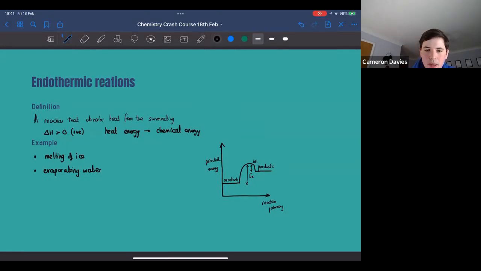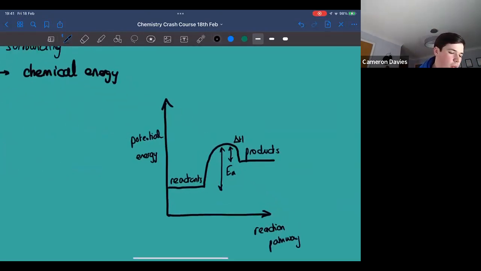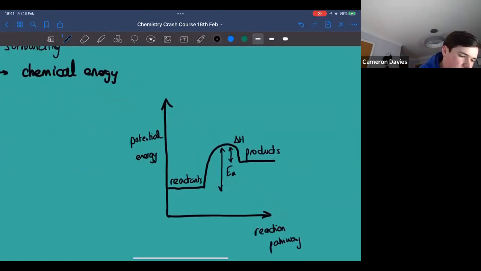With regards to your question about the energy profile, we've got reactants at a certain level of energy, and then we've got the activation energy, which is the energy required to actually produce products. And then, as you can see, there's less energy used to produce the products. There's less energy released. It's all absorbed.